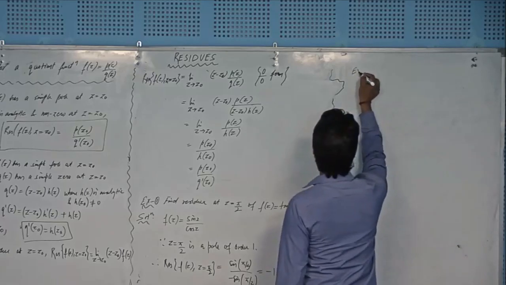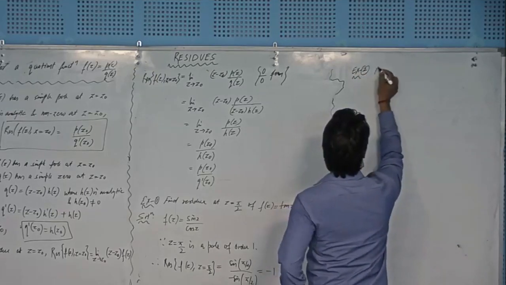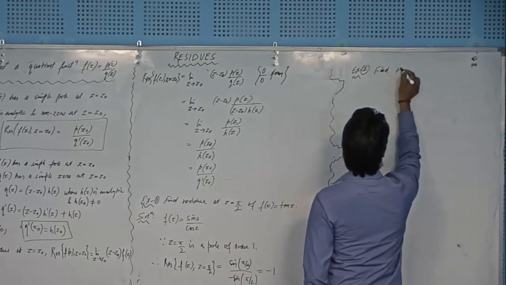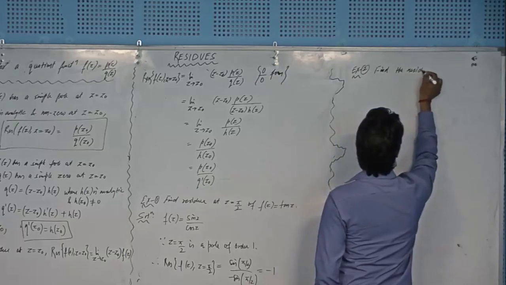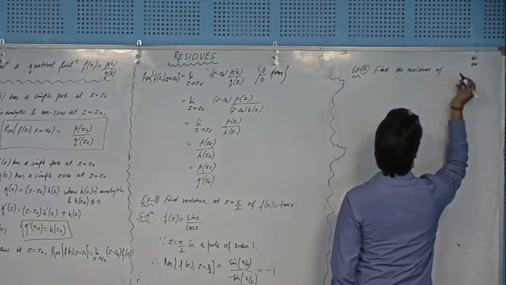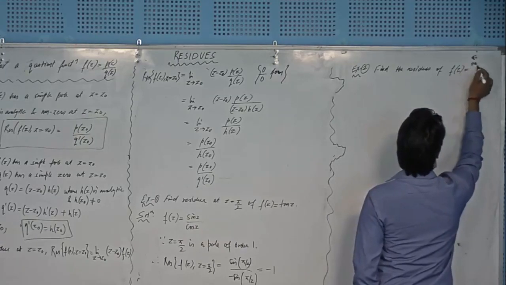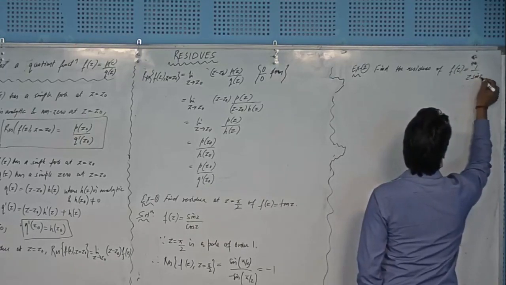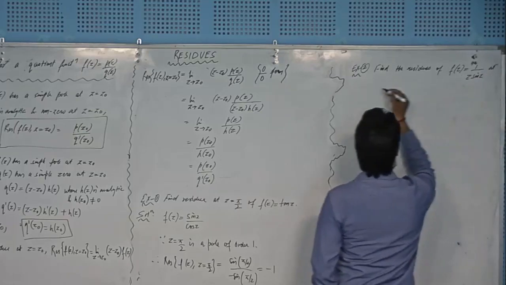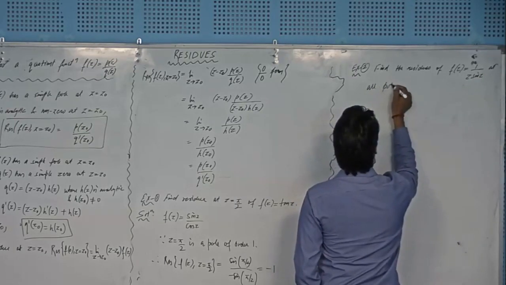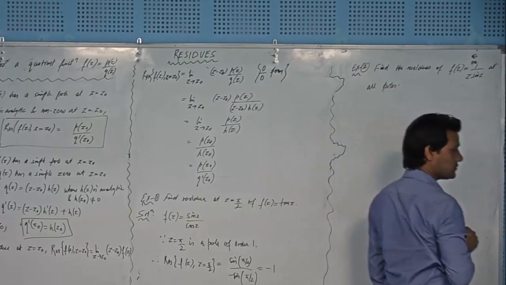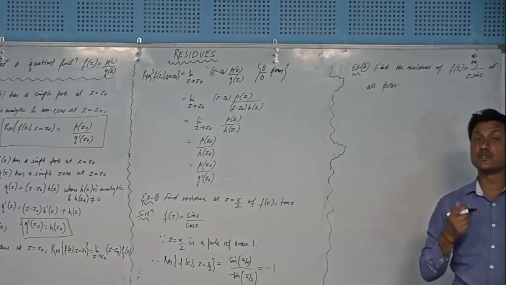Example number 2: find the residues of f(z) equal to 1 over z sine z at all poles, right. You have to find all of its poles and find residues there.